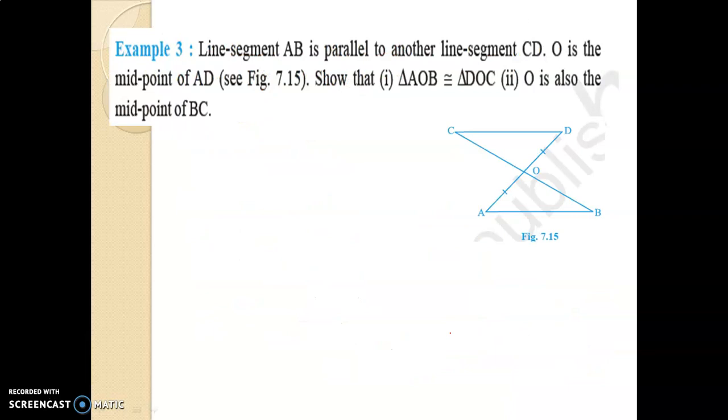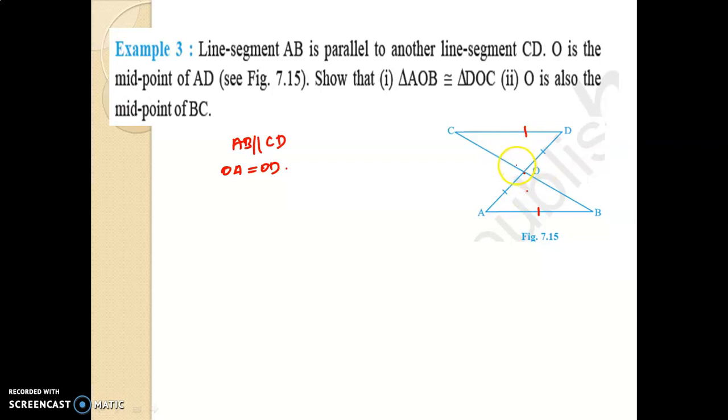So look at this one. Line segment AB is parallel to another line segment CD. So these two lines are parallel, given here, that is AB parallel CD. And O is the midpoint of AD. The midpoint of AD means these two sides are the same, that is OA equal to OD. And show that triangle AOB is congruent to triangle DOC. They are asking us to prove these two triangles are congruent to each other.